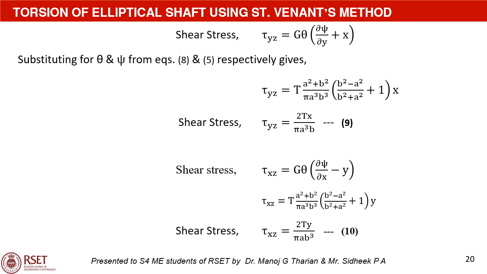Similarly, the shear stress tau xz is equal to G into theta into dou psi by dou x minus y. Substituting for theta and psi from equations 8 and 5 respectively, we get tau xz is equal to T into a square plus b square divided by pi a cube b cube into b square minus a square by b square plus a square plus 1 into y. Simplifying, tau xz is equal to 2 into T into y divided by pi a b cube.